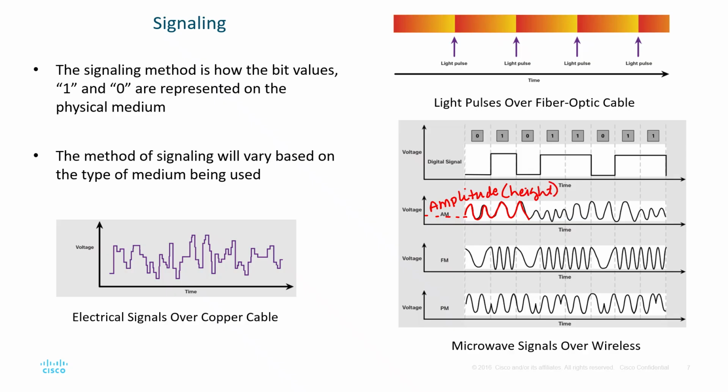Next is frequency modulation, same premise. And frequency is how often within that bit time. And lastly, you have pulse modulation. Okay, so again, how often does it pulse?